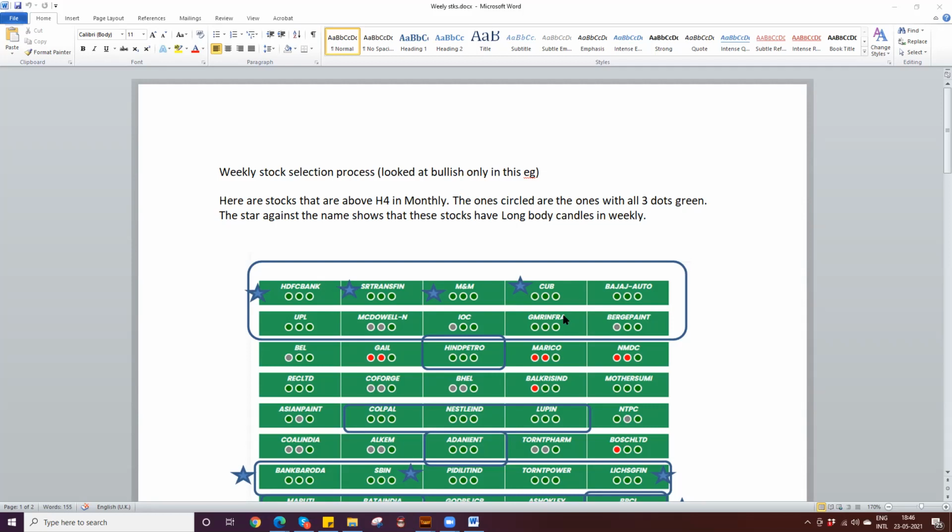I think in the WhatsApp chat today, there was a lot of discussion. Very happy to see all that interaction going on and people making considerable efforts to find out stocks. So what we have done here is shortlist it through the process.